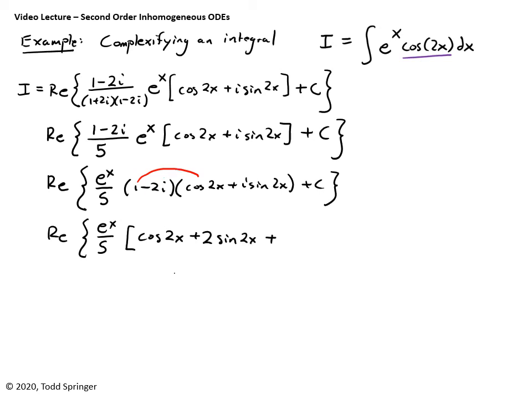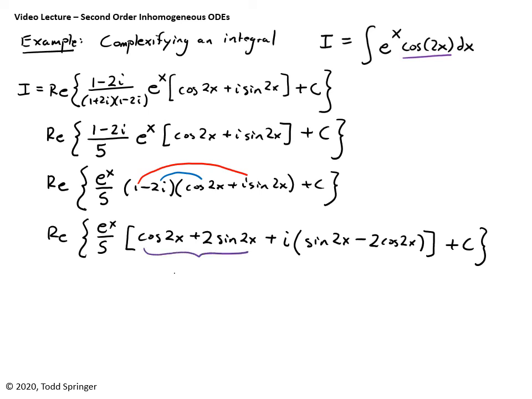And now let's think about the imaginary parts. The imaginary parts are going to come from the cross terms. The real part times the imaginary part here, and the real part times the imaginary part here. So I'm going to get I times sine of 2x and minus 2 cosine of 2x plus c. Okay, now take the real part. This is the real part here. This is the imaginary part here.